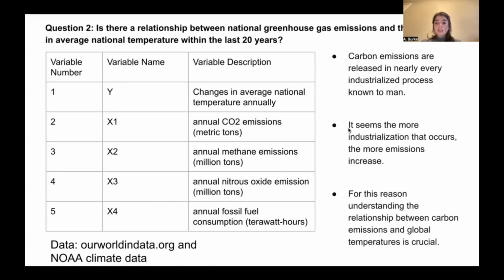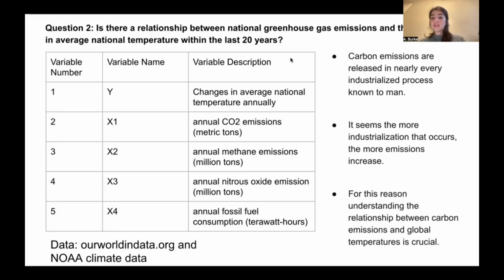The second question is, is there a relationship between national greenhouse gas emissions and the changes in average national temperature within the last 20 years? The Y variable, the dependent variable, is changes in average national temperature annually, while the independent variables are annual CO2 emissions, annual methane emissions, annual nitrous oxide emissions, and annual fossil fuel consumption.